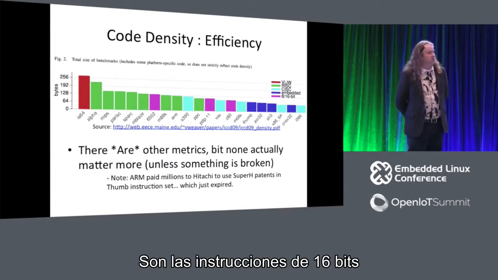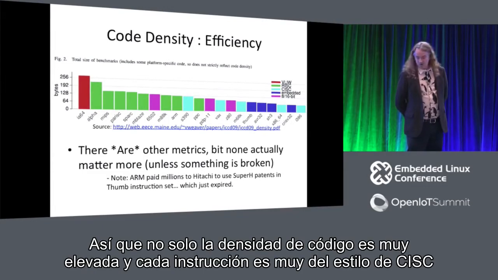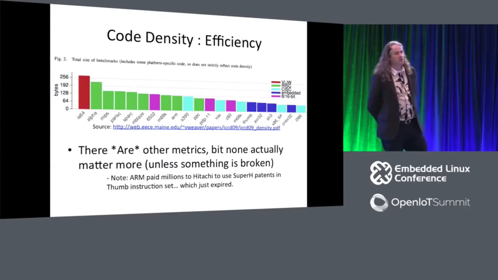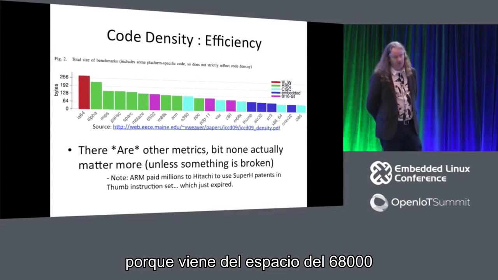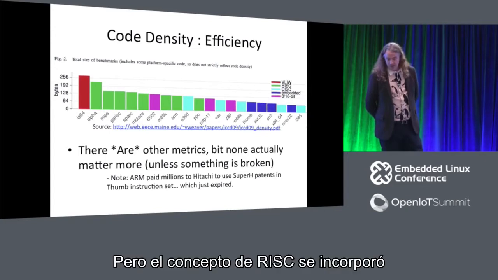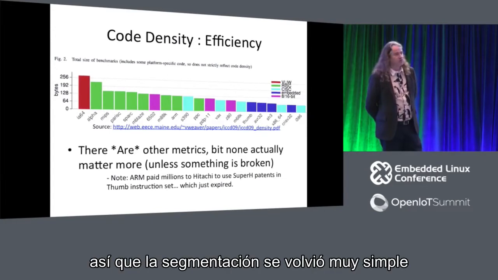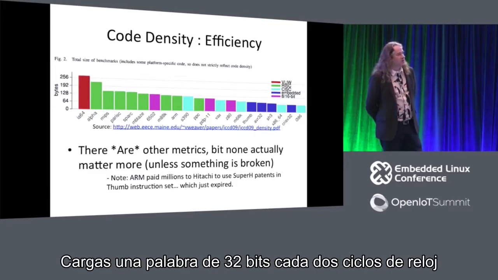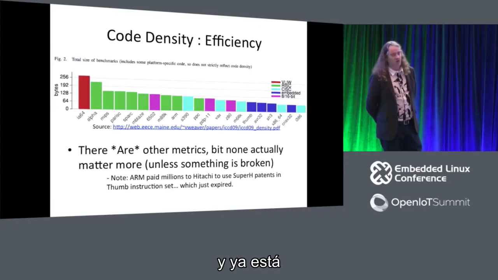It's a 16-bit instruction. So not only is the code density very high, and each instruction is very CISC-like, because it came from the 68,000 space. There was some collaboration between Hitachi and Motorola at the time. But this RISC concept was folded in and incorporated into it. So the pipeline becomes very simple. You load one 32-bit word every 2 clock cycles, and away you go.